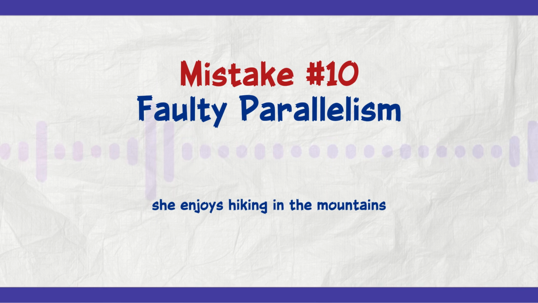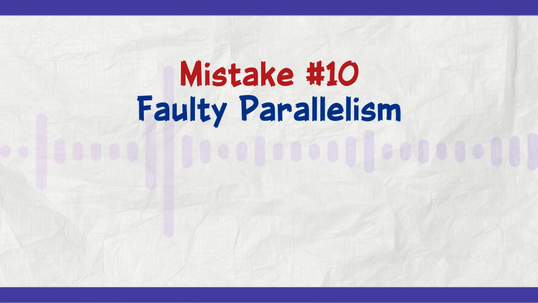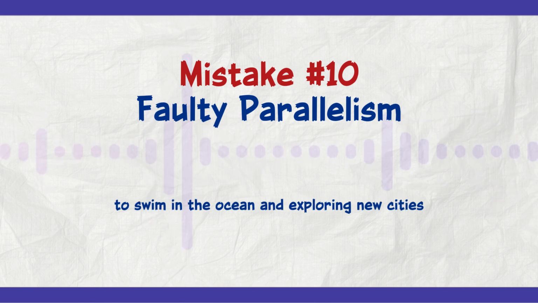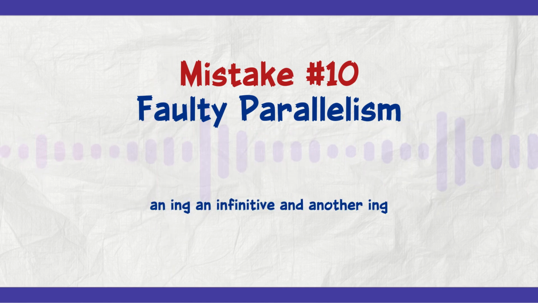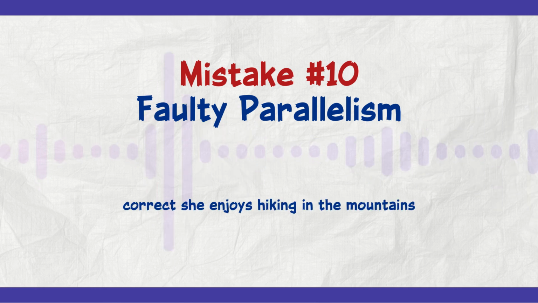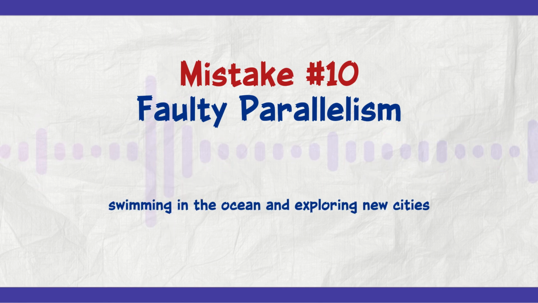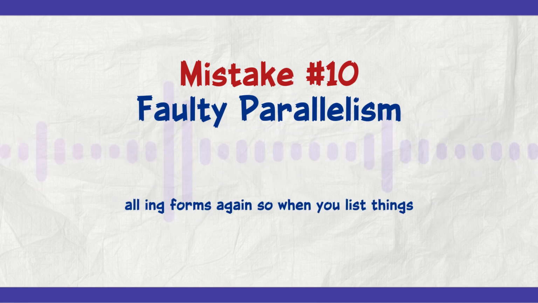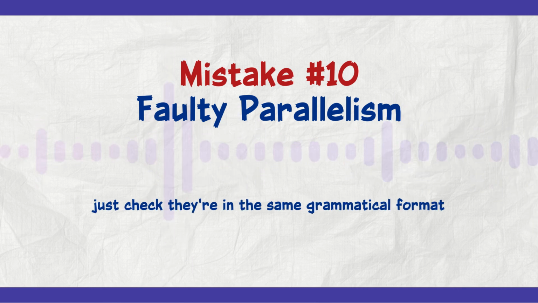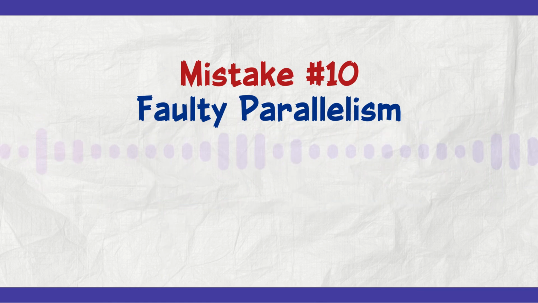Incorrect. She enjoys hiking in the mountains, to swim in the ocean, and exploring new cities. An ing, an infinitive, and another ing. Correct. She enjoys hiking in the mountains, swimming in the ocean, and exploring new cities. All ing forms again. So when you list things, just check they're in the same grammatical format. It really improves your writing.